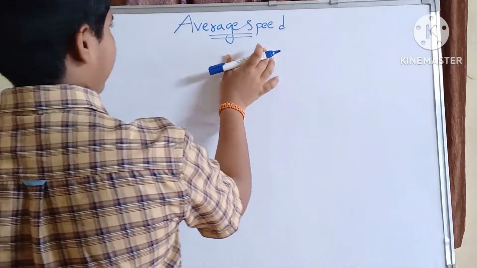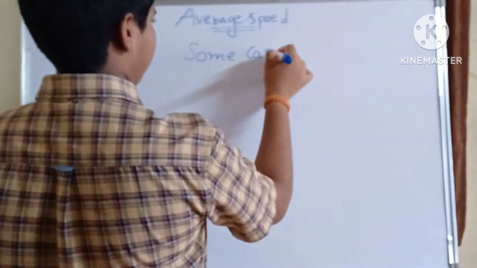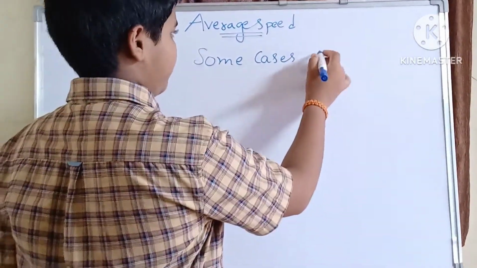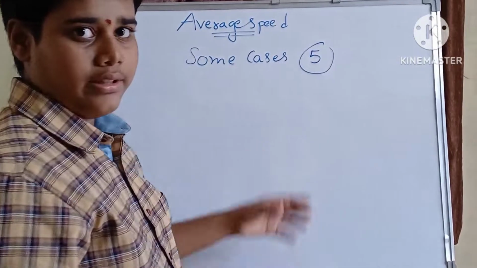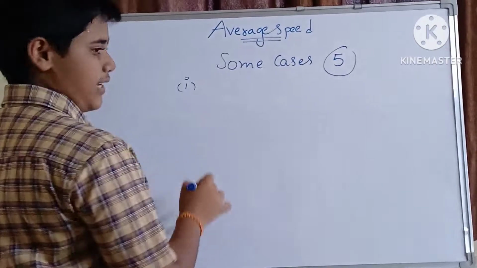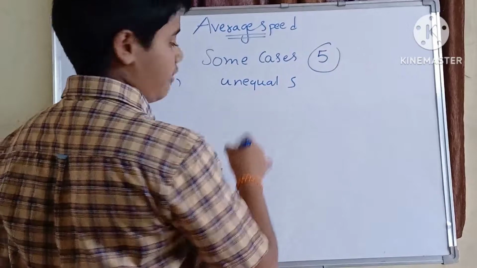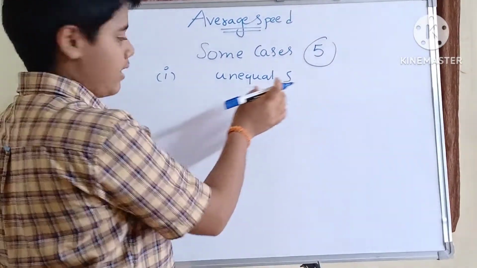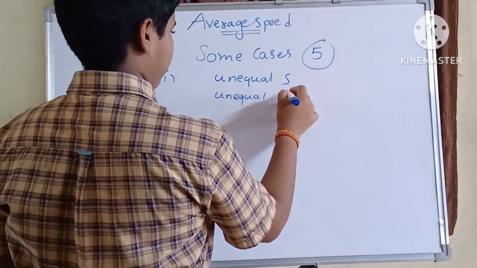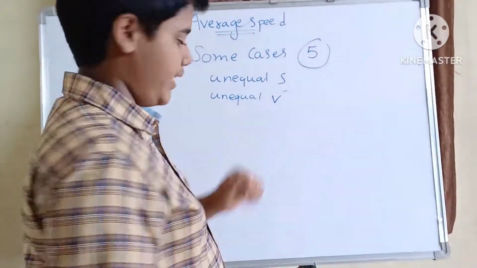So in average speed, there are some cases. In these cases, there are 5 cases. So let's see the first case. In the first case, unequal distances with unequal speeds. S means distance. Unequal distances with unequal speeds.